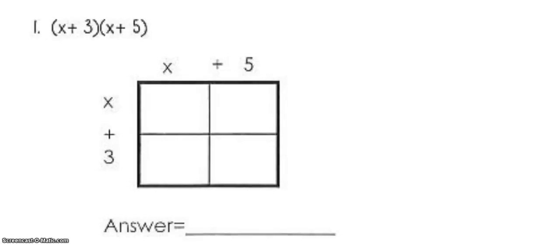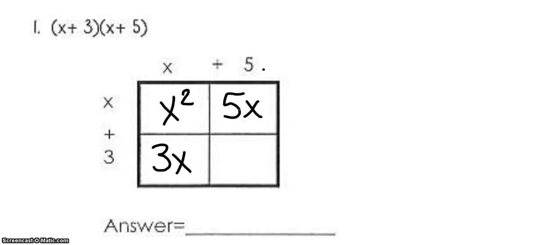So we're going to go ahead and try another one. So we have x plus 3 and x plus 5. So again, it doesn't matter if you put x plus 3 on the top or over on the side, just as long as it's present, and vice versa for the x plus 5. So we fill in the first box, x times x is x squared. And then we have x times 3, the number goes first, then the letter, and then we have x times 5, so we get 5x, and then last but not least we have 5 times 3, which is 15.